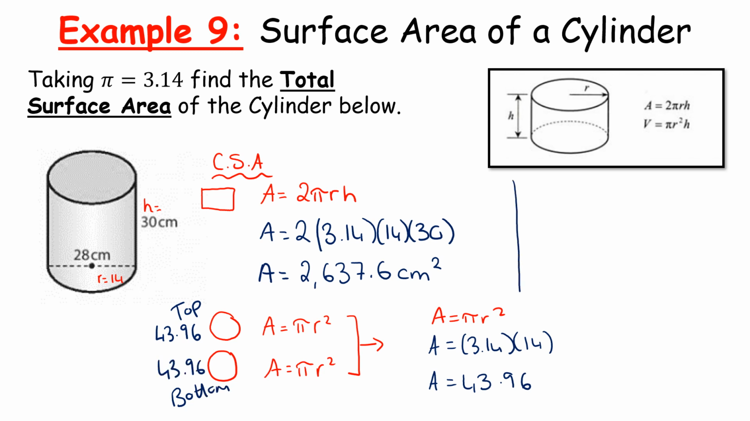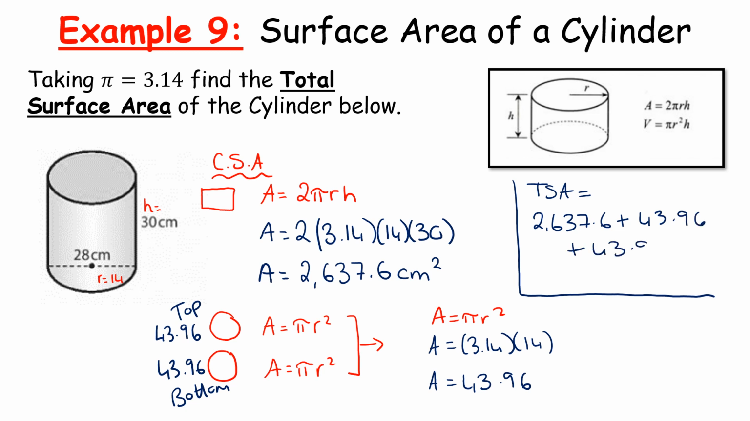And then what I need to calculate is, I say TSA for short, the total surface area, 2,637.6 plus 43.96 plus 43.96. And when you add all those together, we end up with 2,725.52 centimeters squared.